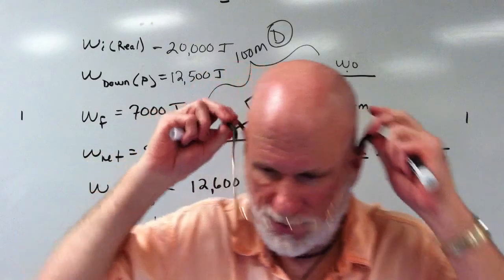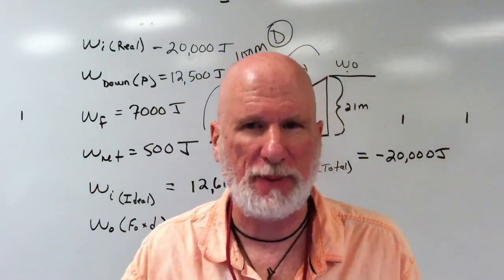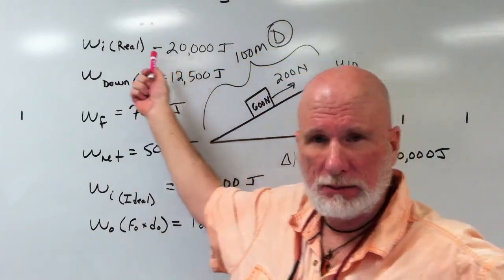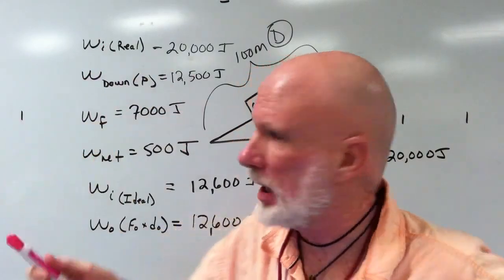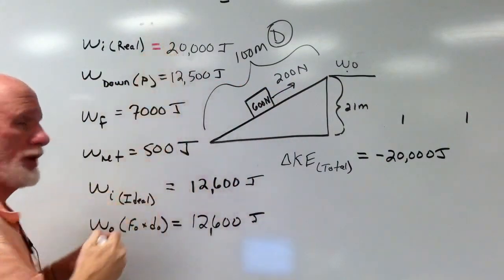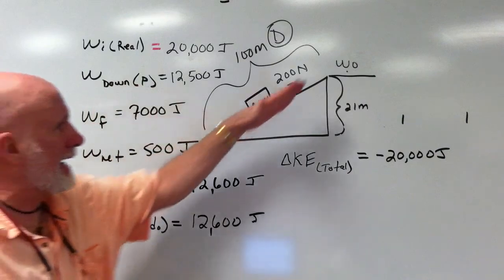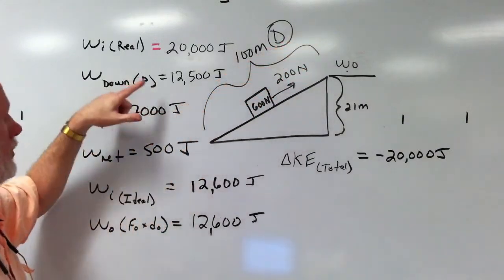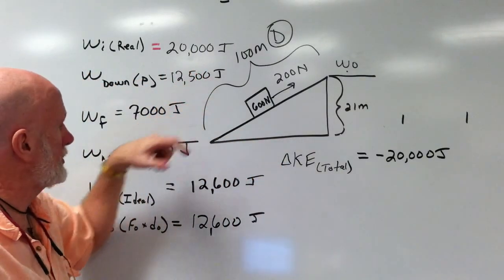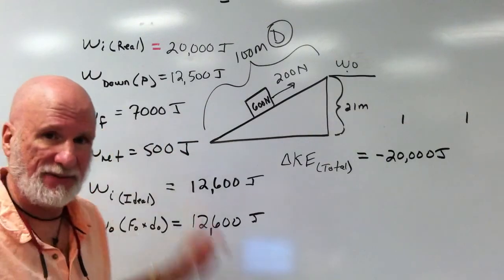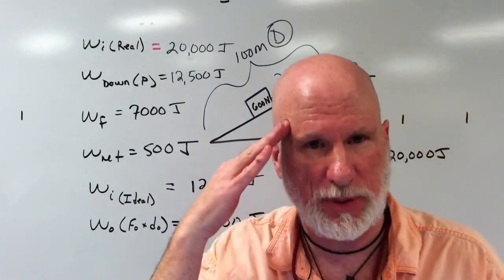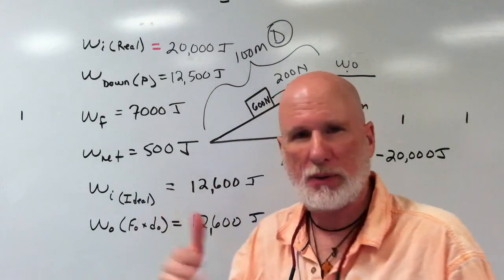Okay, this is part D. I want to just finish up. I want to do some accounting for the energy, okay? The real work in is equal to 20,000 joules. The work done will be FP times 100, or 12,500 joules. The work due to friction will be 7,000 joules. We've done that. That's very rounded, okay? You're going to want to work to tenths place in the future so that we don't have as much round-off error.